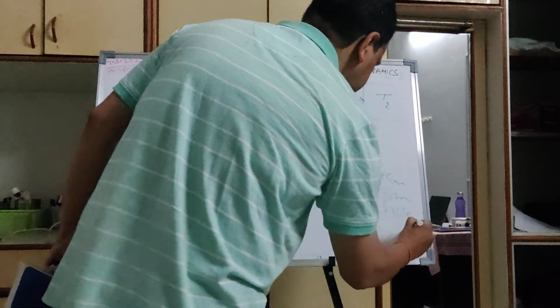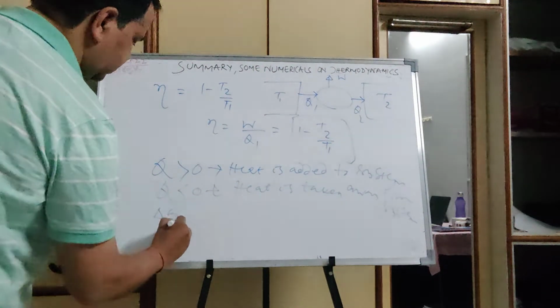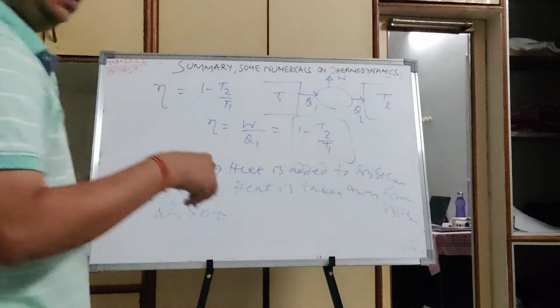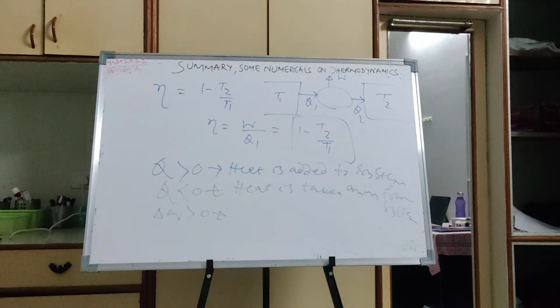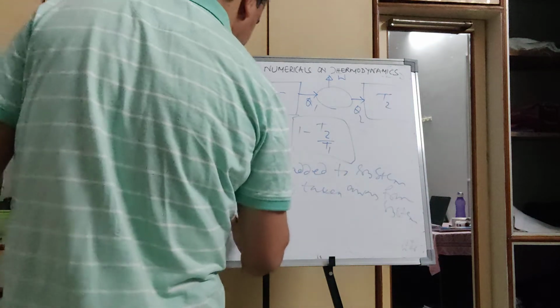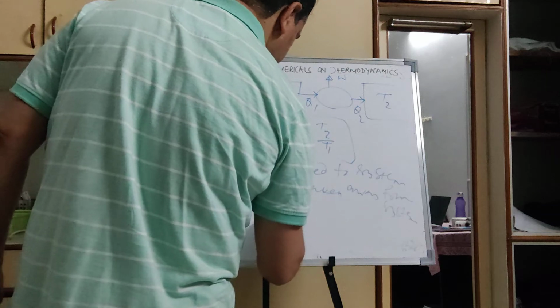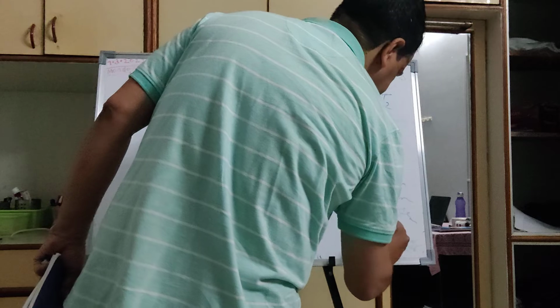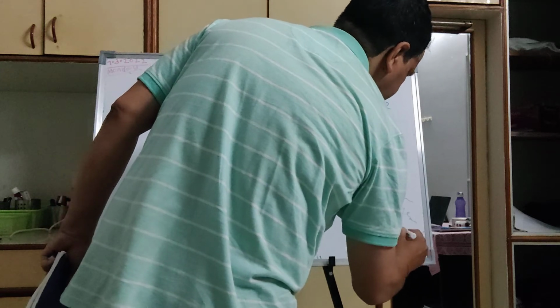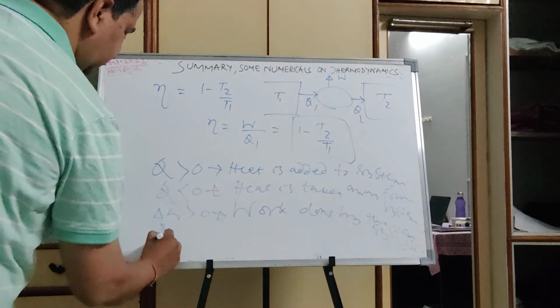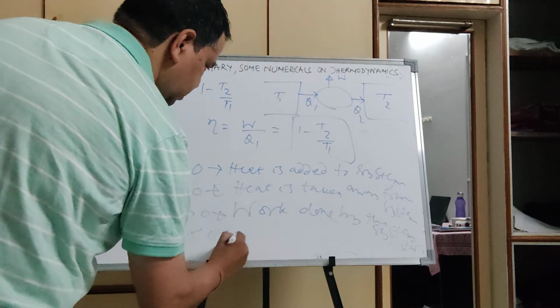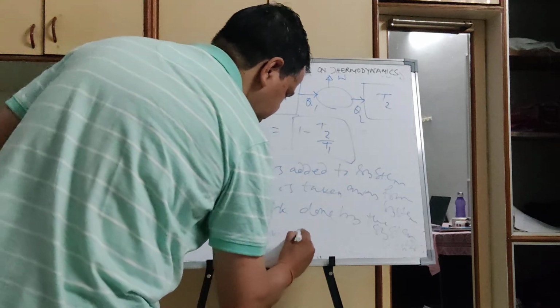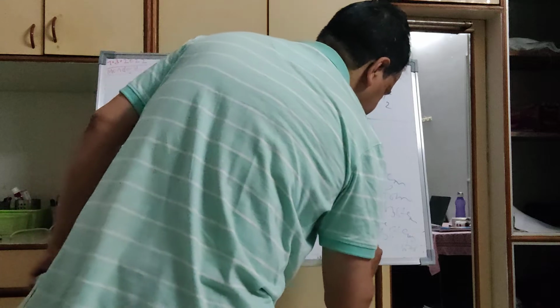Then when del W is greater than 0, work done by the system on the surrounding. Work done by the system, on whom? On the surrounding. Similarly, del W less than 0, work done on the system.